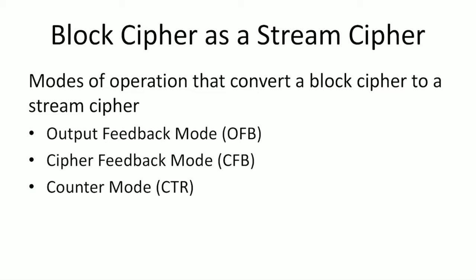Now there are various modes of operation that make it possible to convert any block cipher into a stream cipher, which means that we will just perform an XOR operation of plaintext and the key to get our ciphertext, and similarly we will XOR ciphertext with the key to get back our plaintext. This is essentially what we do in stream ciphers. So these three modes, the output feedback mode, the cipher feedback mode, and counter mode, let you operate any block cipher as a stream cipher.